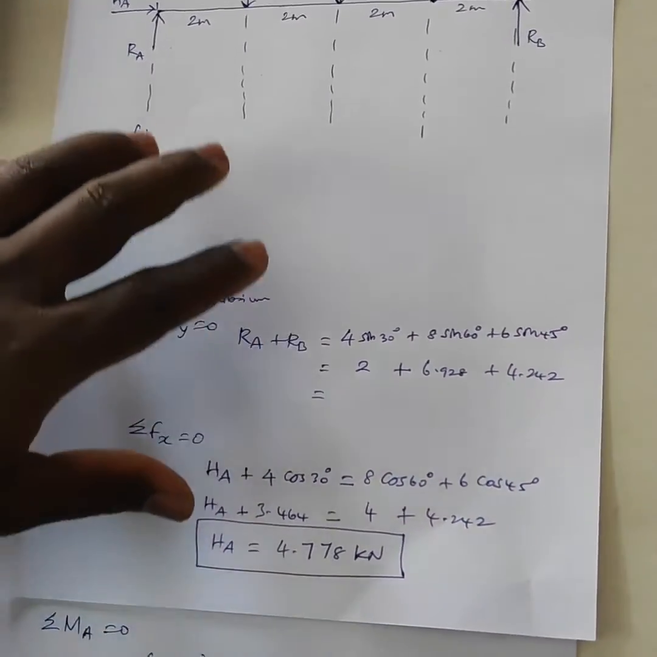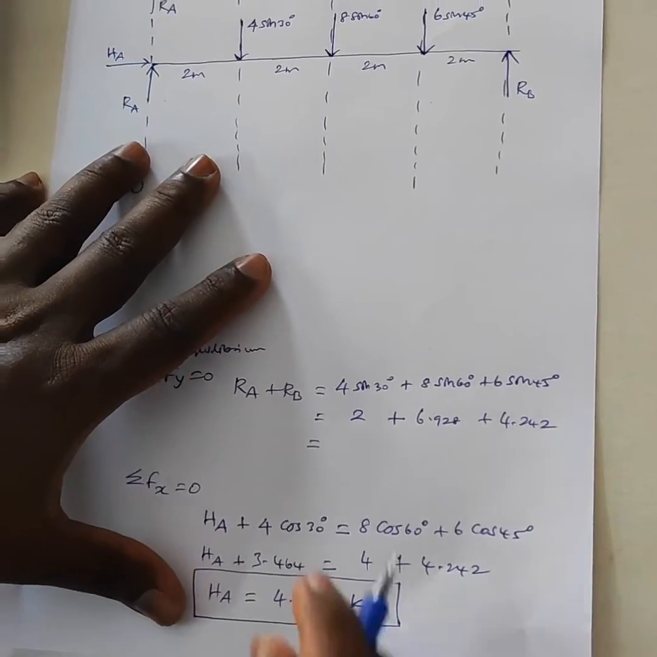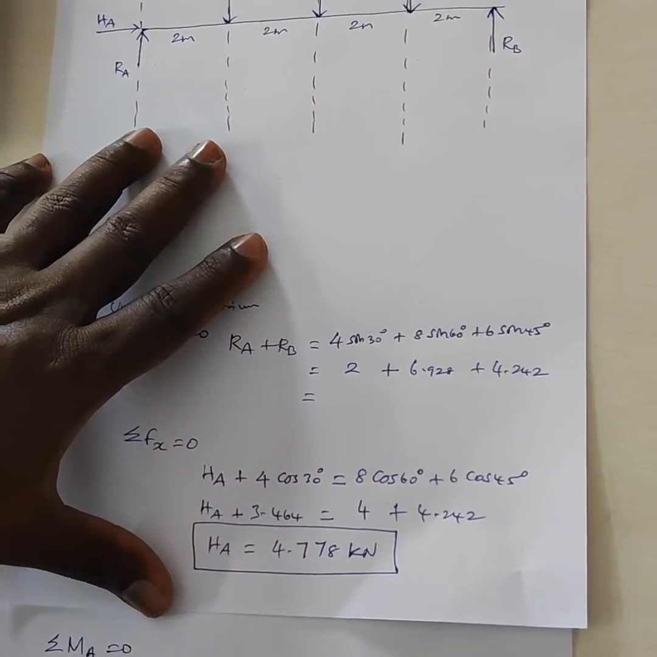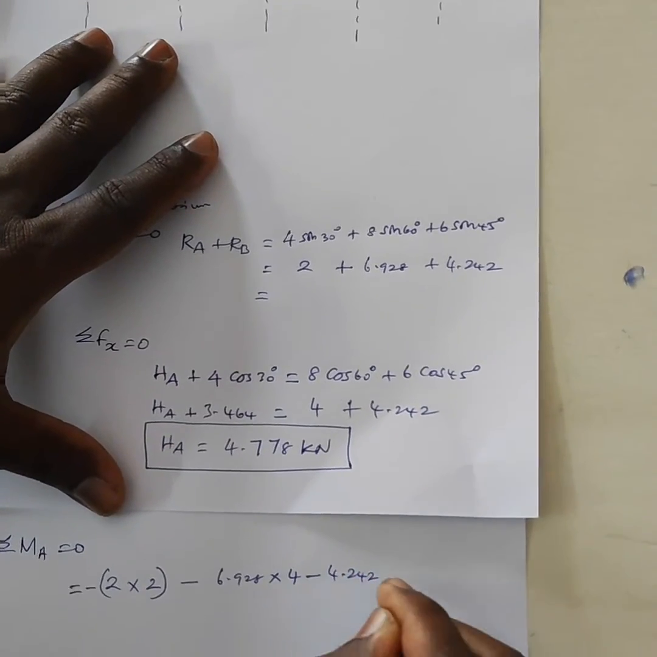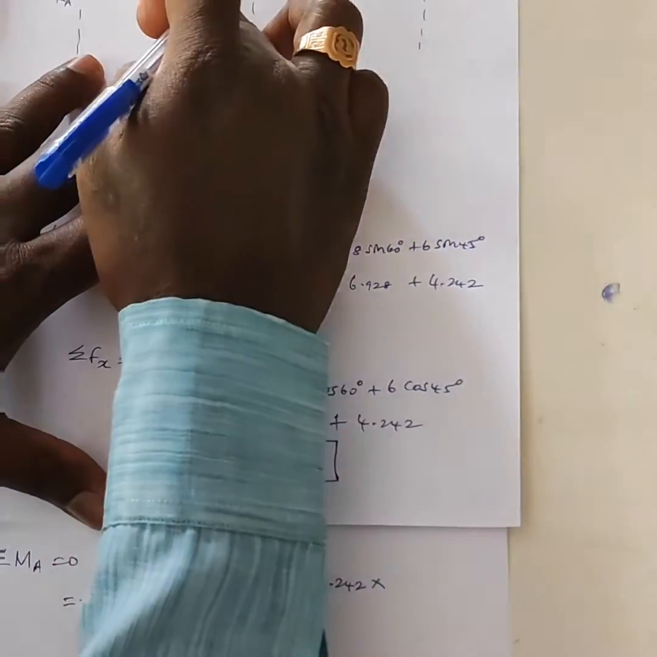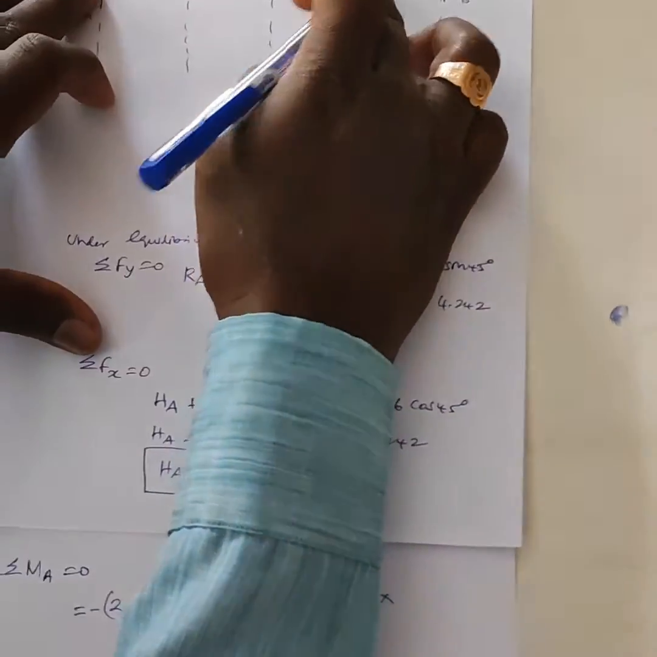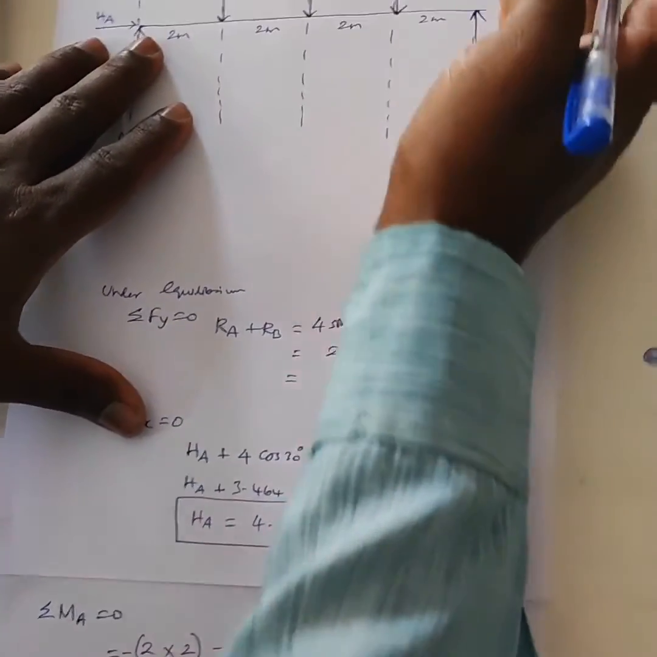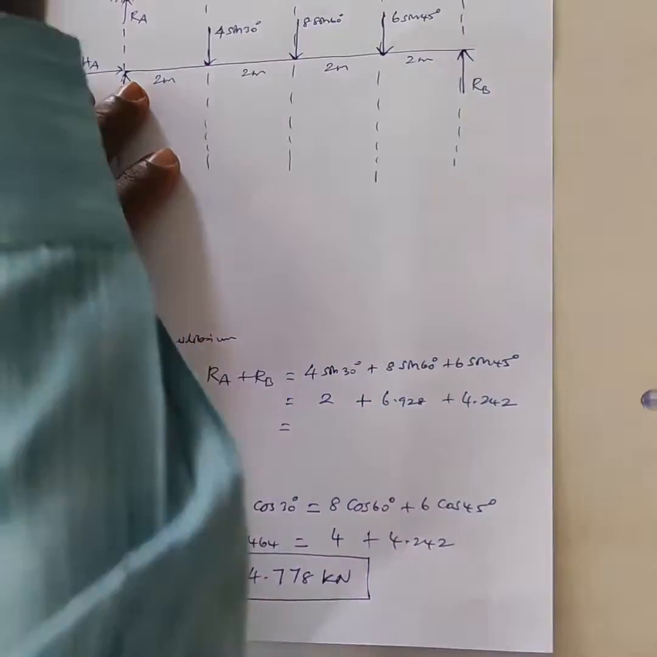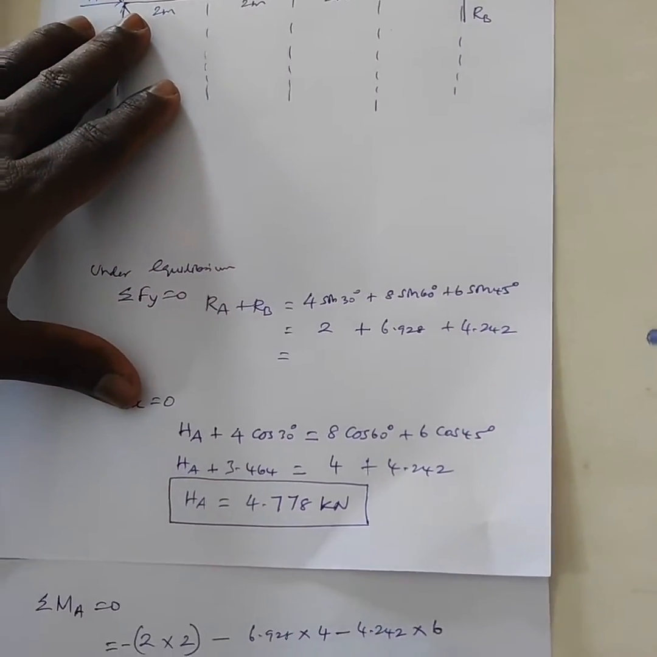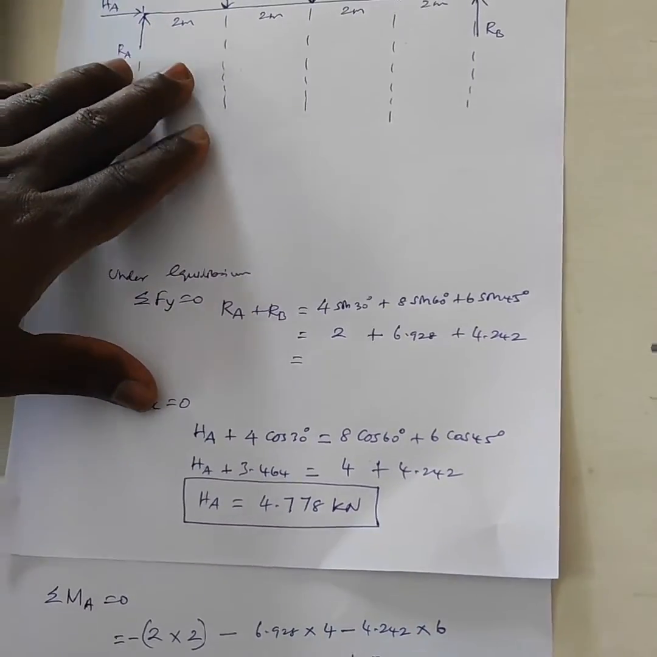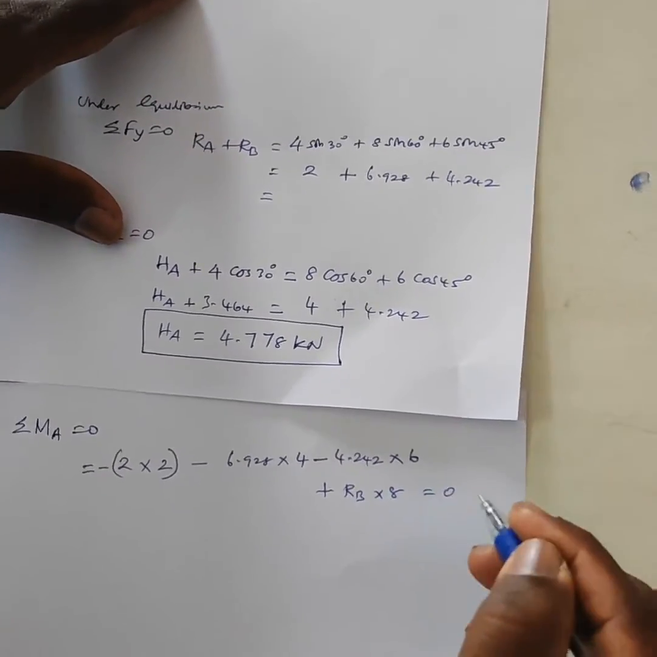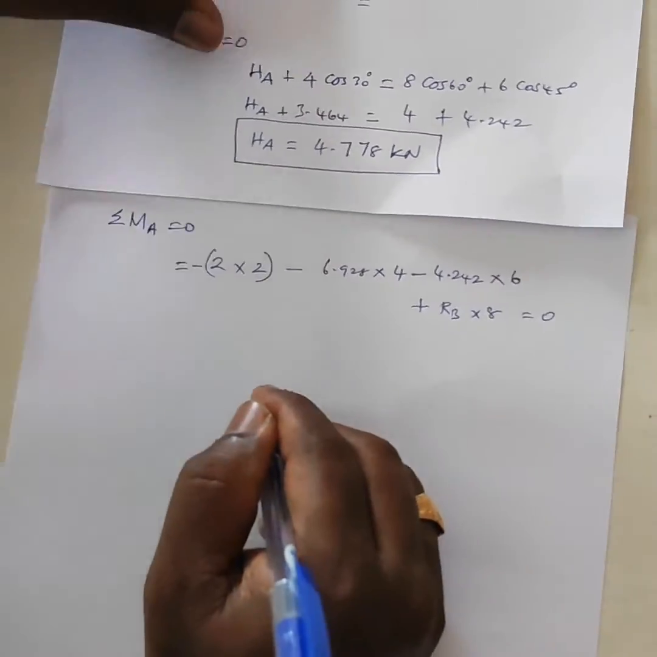Next force is 6 sin 45. The value is minus 4.242 multiplied by 2 plus 2 plus 2, totally 6 meters. At last, there is the vertical reaction at B. It rotates in an anti-clockwise manner, so take it as positive. Reaction at B into 8 meter. So that is equal to 0. Now we want to simplify this.